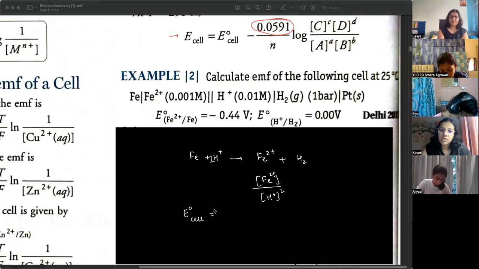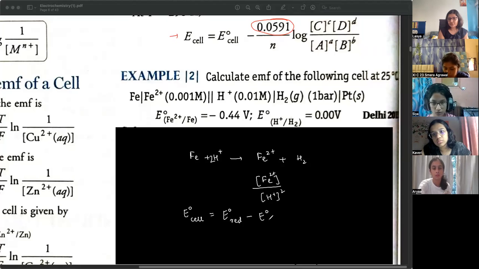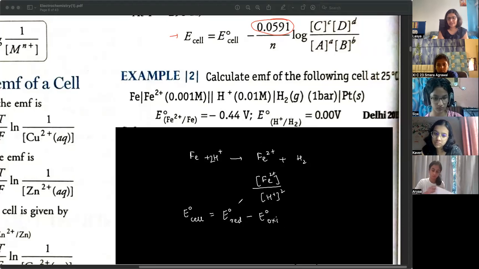So will E0 be plus 0.44 or minus? E0 reduction minus E0 oxidation, right? If you can identify cathode and anode from this, you can do it. Or since you're given the cell directly, you can do E0 right minus E0 left, or E0 reduction minus E0 oxidation. I find this easier because it's easy for me to identify reduction and oxidation.